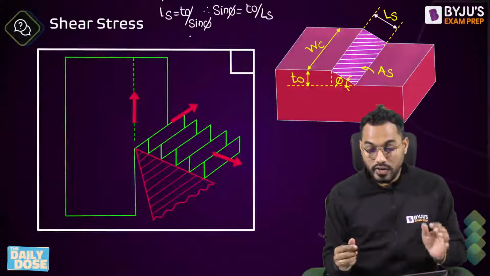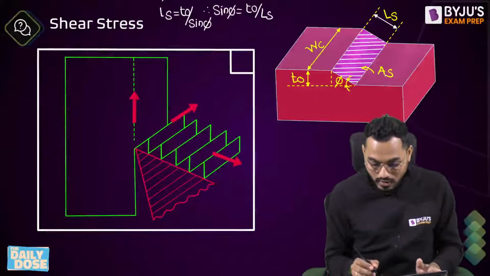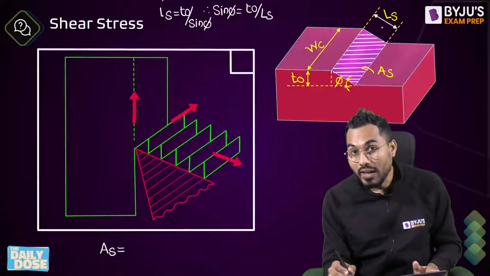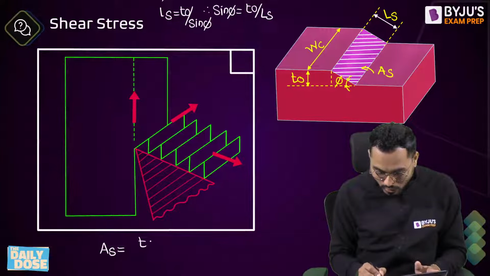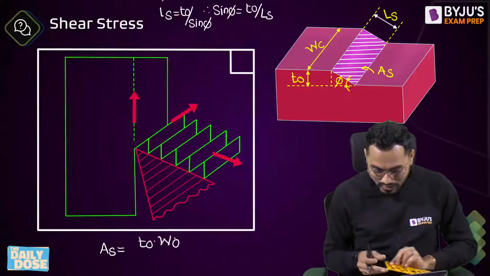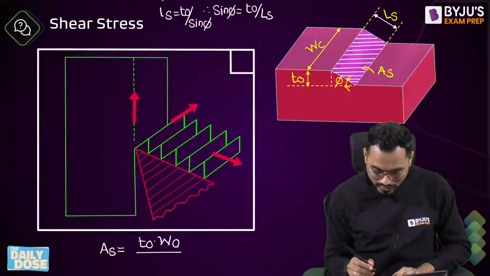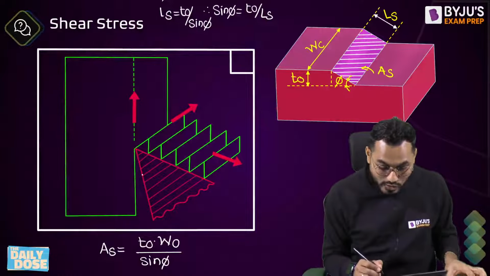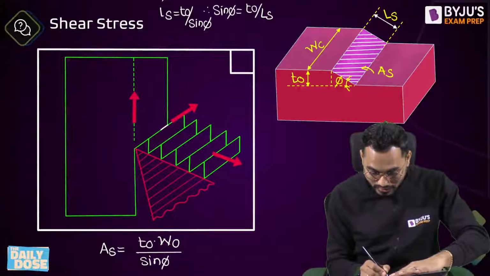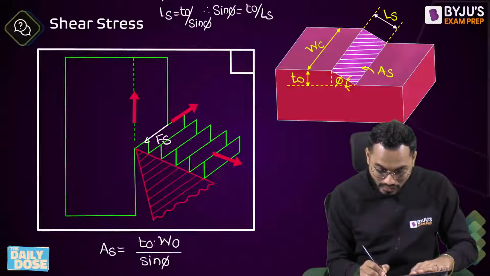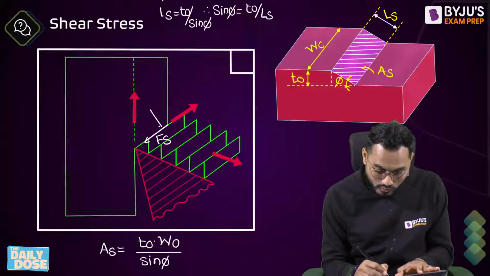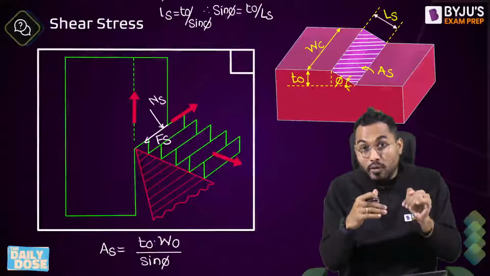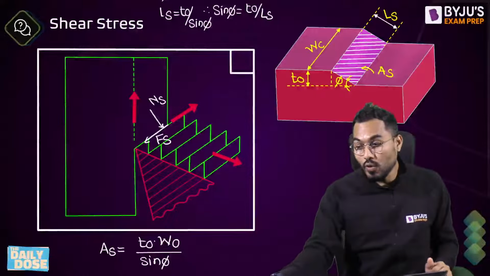Right, fine. Now we are interested to calculate the area of the shear plane. So the area of the shear plane is exactly equal to the width of the chip multiplied by the length of the shear plane. That is exactly equal to T0 into W0 divided by sine of phi. Now along the shear plane there is a shear force Fs acting, and normal to that there is a normal to shear force also acting. So because of the shear force a shear stress is developed. Because of the normal force a normal stress will also be developed. So what is the magnitude of that?